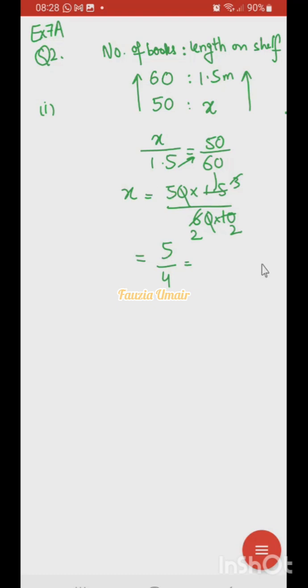What is 5 by 4 in decimal form? Approximately 1.2, I think, 1.25, right? And the unit would be meters. That makes sense. When the number of books was more, they were taking more space, and now the number of books is less, so they should definitely take a bit less space. So 5 by 4 is 1.25 meters, right? I hope this part is clear.